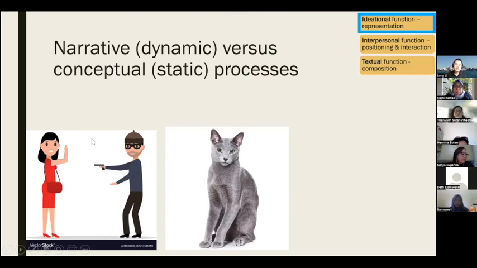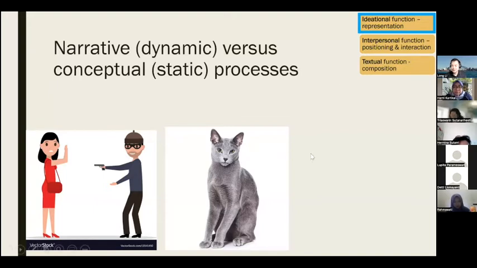So a narrative process is one whereby some action is happening. So, for example, how would you describe the first image? Can you use one English sentence to describe this picture? Any volunteers? A robbery. A robbery case. Yeah, exactly. A robbery case, or a man is robbing a woman. Yeah. So, but in your case, you nominalize, you turn this into a noun. So it's very abstract.